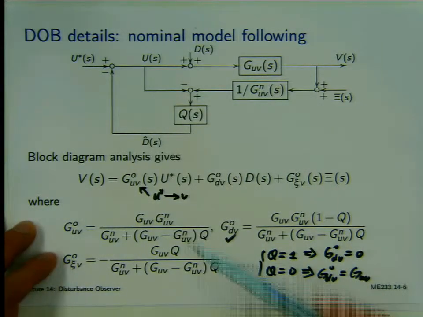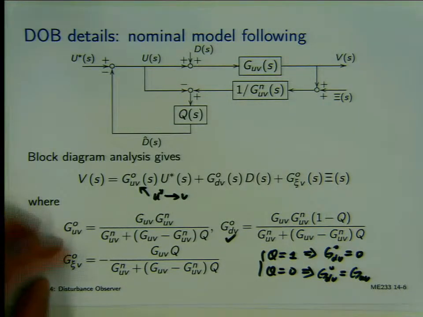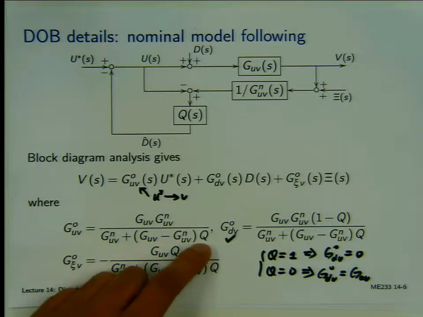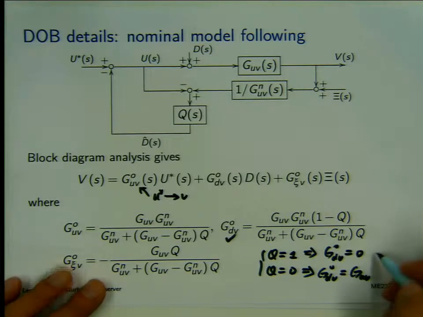So let's make a little more observation of the details. Take a look at, for example, if Q is 1, what will happen to G_uv? Let's do it all together. This is also an interesting point.